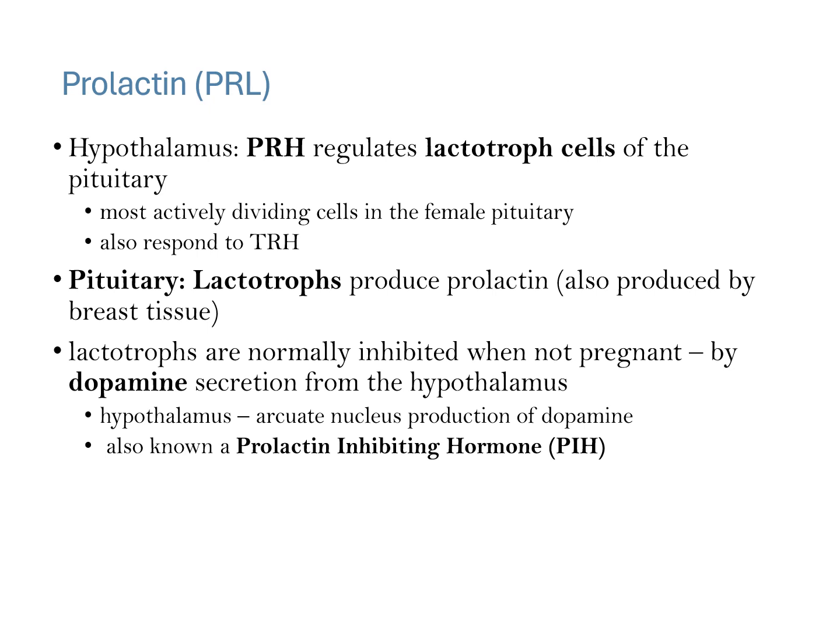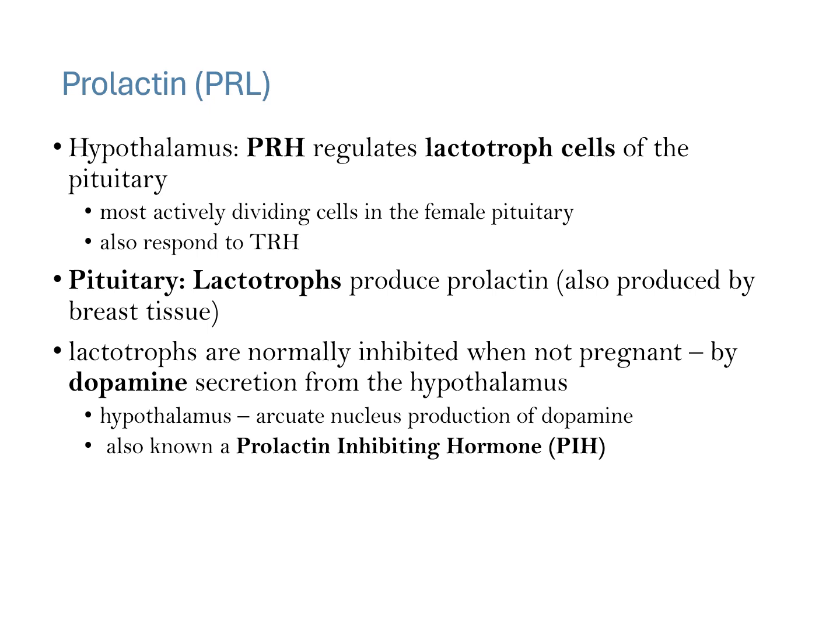Okay, prolactin. The signal from the hypothalamus is called prolactin releasing hormone. Its target is the lactotroph cells of the anterior pituitary. These actually are the most actively dividing cells in the female pituitary gland. They also will respond to thyrotropin releasing hormone, but let's just concentrate on prolactin releasing hormone. It tells the anterior pituitary lactotrophs to produce prolactin. It is true that prolactin is also produced by breast tissue, but that's during pregnancy and after pregnancy.